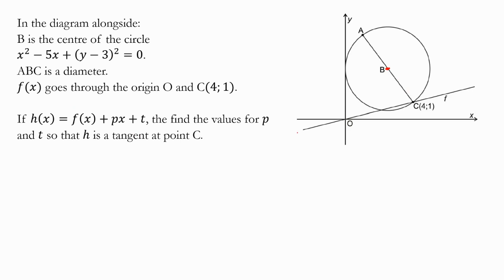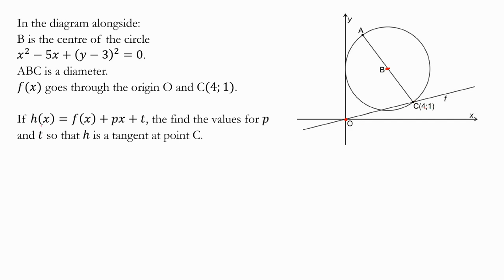F of x, this line, goes through the origin, and then C here is 4. The coordinates of C are (4, 1). The x coordinate is 4, the y coordinate is 1.